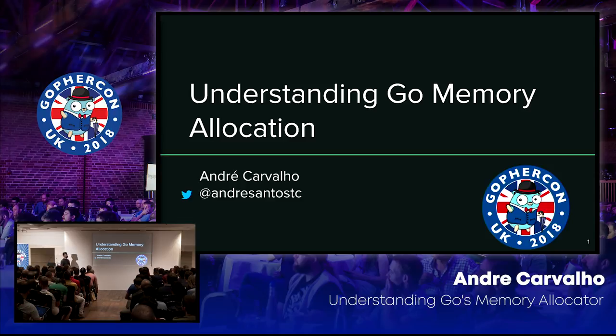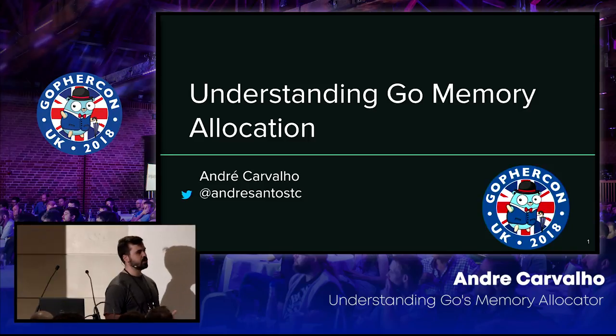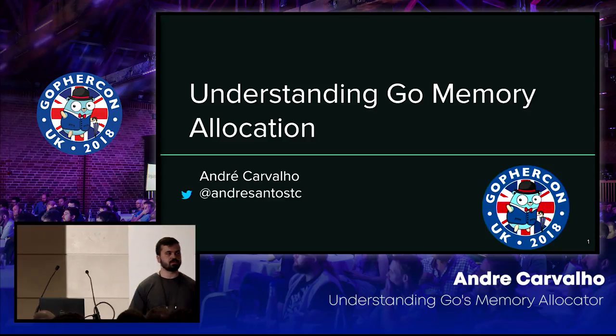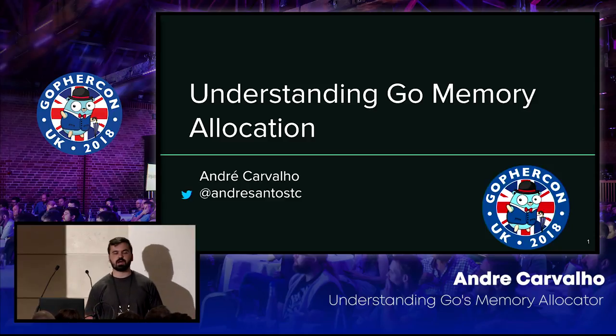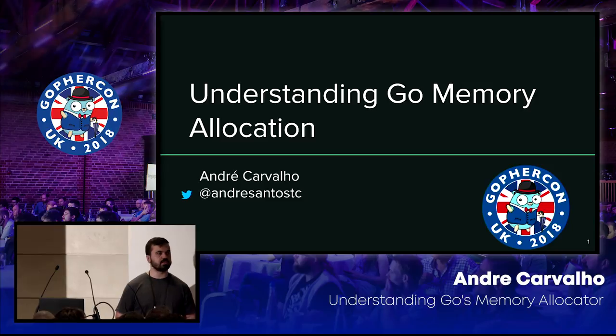We are going to cover a few concepts about memory, such as virtual memory and how a process is laid out in memory while it's running. But our main goal is to take a deep dive into the Go runtime and understand how its memory allocator is implemented.